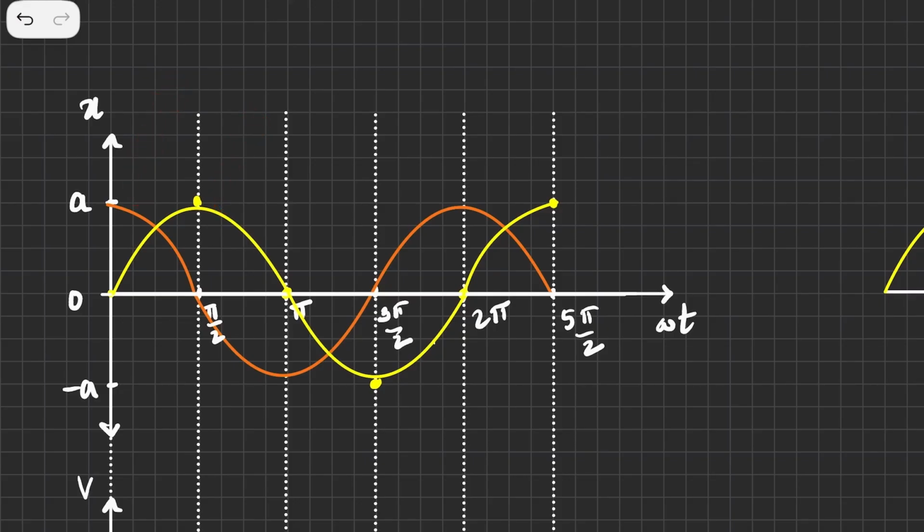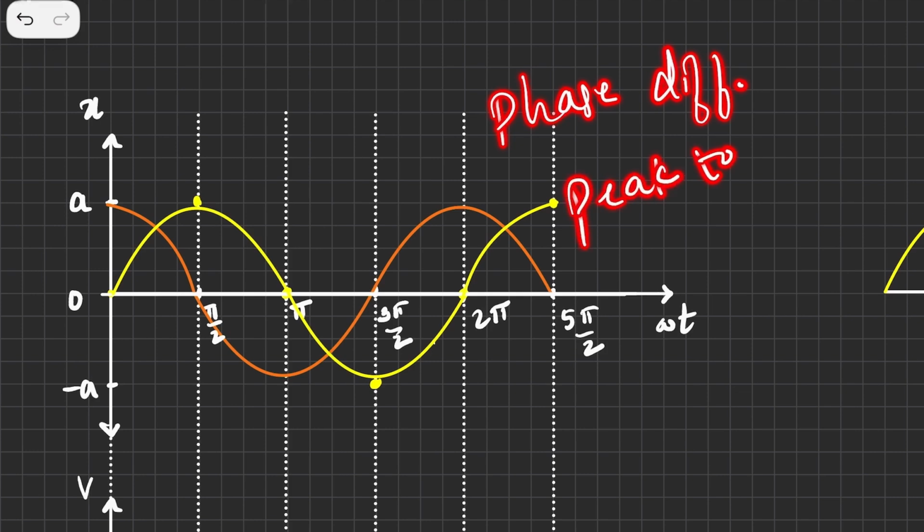Now how do you find out the phase difference from a graph? So finding out the phase difference from a graph is pretty easy. You just have to find the peak to peak difference.